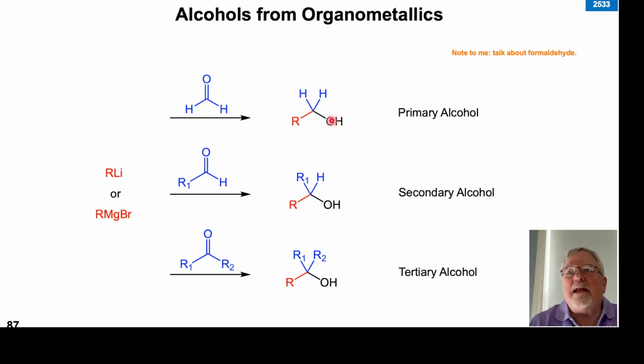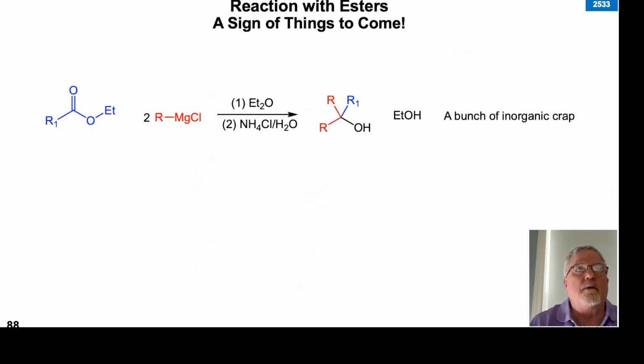It can be heated and depolymerized in situ, that is, in the reaction mixture, to give gaseous formaldehyde, which we can then just bubble through our Grignard solution and get a final product after workup. Okay, now here's a sign of things to come.